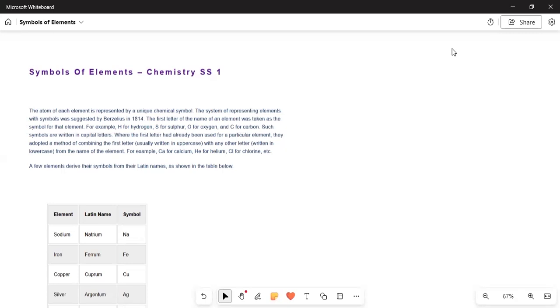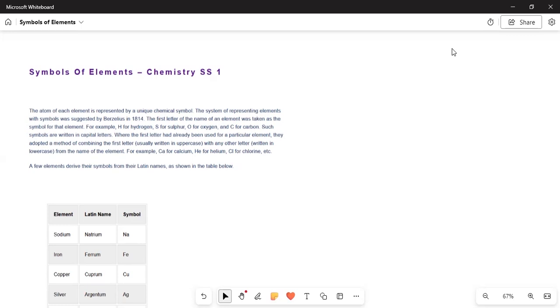In this lesson, we're looking at symbols of elements. Now, we know several elements have been discovered, and these elements are usually represented by a unique chemical symbol. The use of symbols to represent elements was first suggested by a man known as Berzelius in 1814, and then the elements known were represented by using the first letter of the name of each of the elements. So for example, H was used for hydrogen, S for sulfur, O for oxygen, and C for carbon.